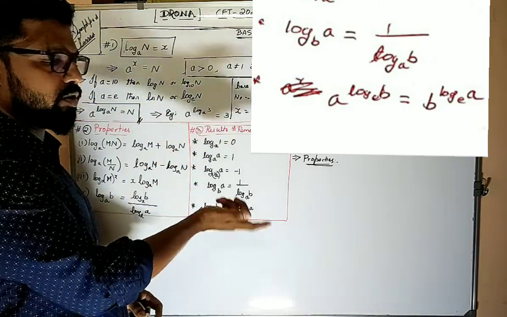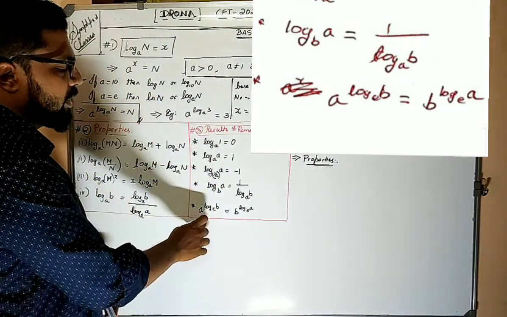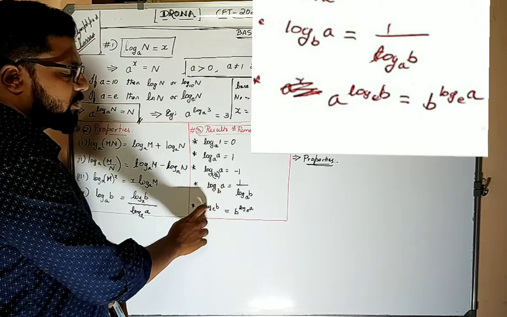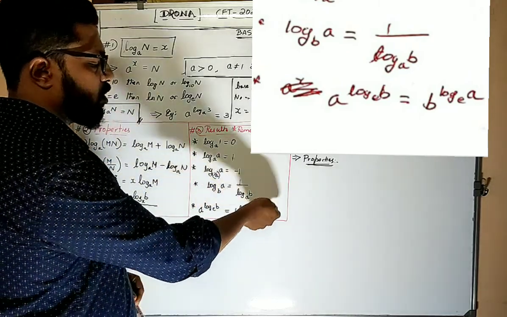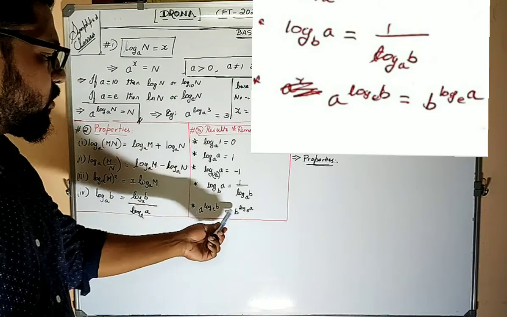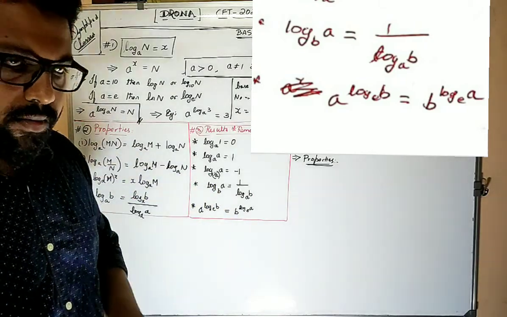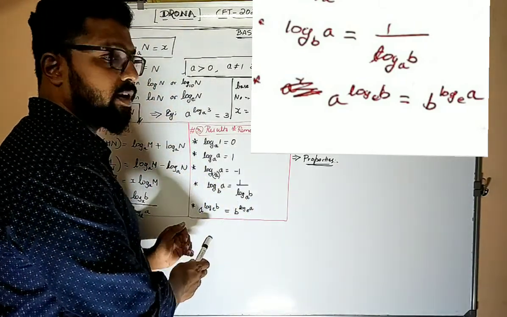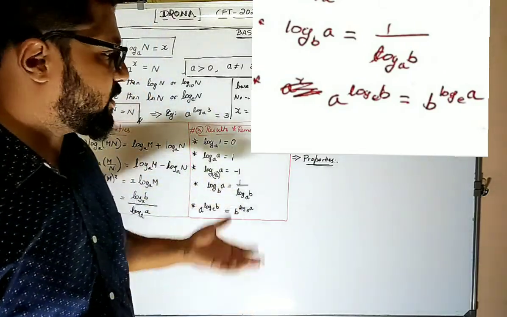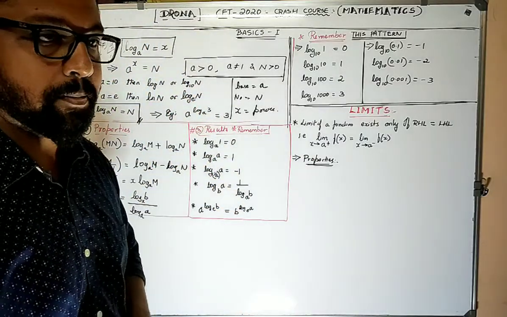Quickly go on recalling what I have taught before. Here it is a to the power of log b to the base a. It can be written as b to the power of log a. This too doesn't make any difference. That is what I am trying to tell over here. These particular results are going to be very helpful when you are solving the problems.